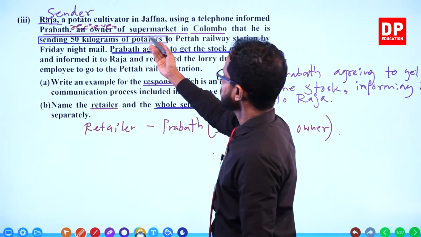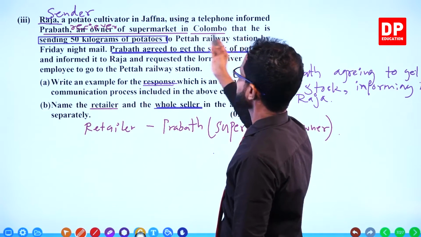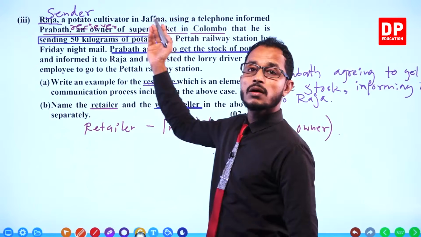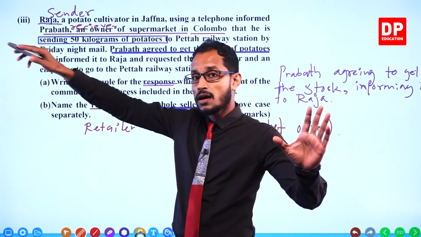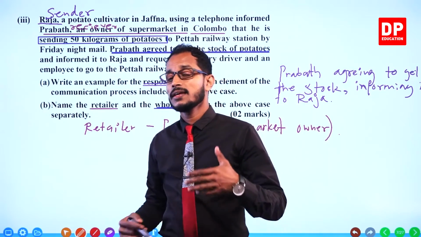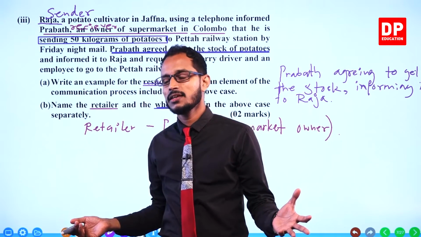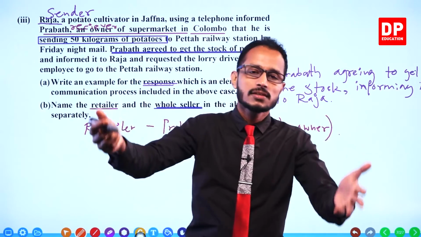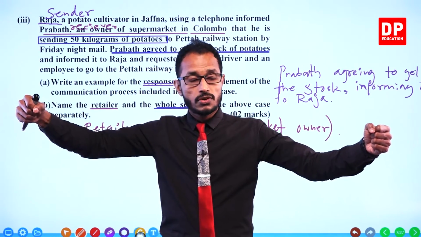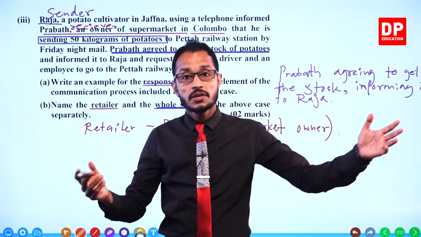Because there is no other person involved in this except the lorry driver and an employee going to the railway station, in this case, children, the wholesaler is Raja because he is the producer too. He's the one who's cultivating, but he is selling in bulk, like 50 kilos of potatoes.